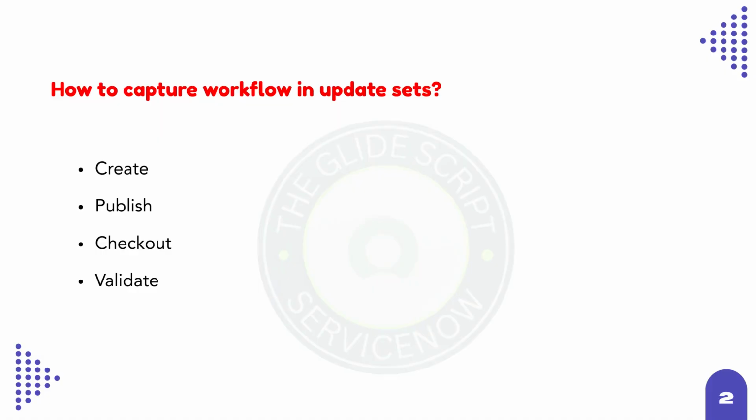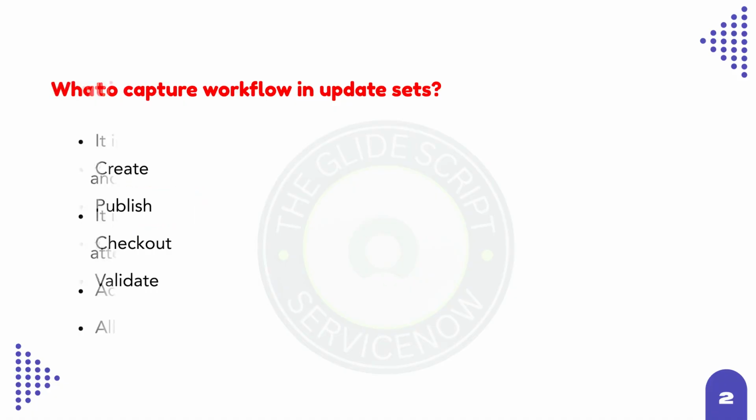Next question is how to capture workflow in update set. Create, publish, checkout and validate are the options given. And the correct option is publish. In ServiceNow, workflows must be published before they are captured in update sets. And only published versions of workflows are included in update sets for migration between instances. So option number 2 is the correct option.